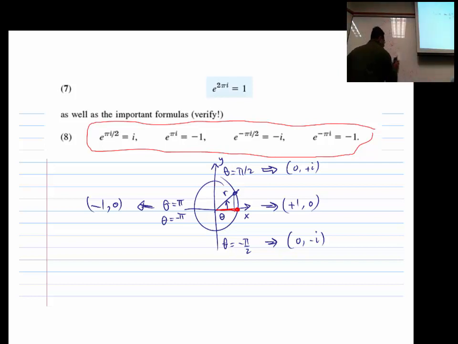What's cosine 2 pi? 1. Because 2 pi is like 0, right? It's like as if I'm telling you cosine 0. So e to the power 2 pi i, whatever this thing is, we said this number can be written as cosine of this number plus i sine of this number. Sine 2 pi, that's 0. Cosine 2 pi, that's 1. So basically this guy is 1.